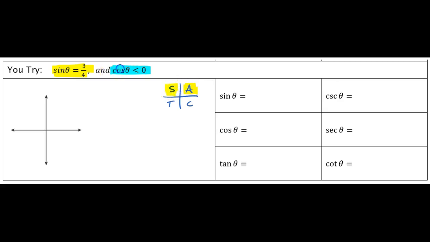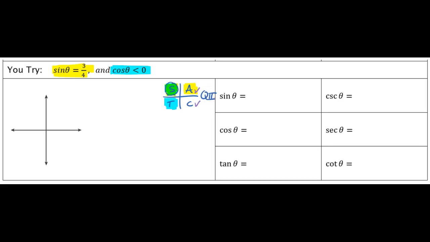Now I want to know where cosine is negative. So what I'm going to do first is think, where is cosine positive, and then I'll highlight the other two quadrants. So cosine would be positive here where the A is, and then where the C is, because the C stands for cosine. So now what I'm going to do is highlight the other two. So this one and this one. And then you can see that the one where they overlap is in quadrant 2. So that means that I'm going to draw my triangle in quadrant 2.